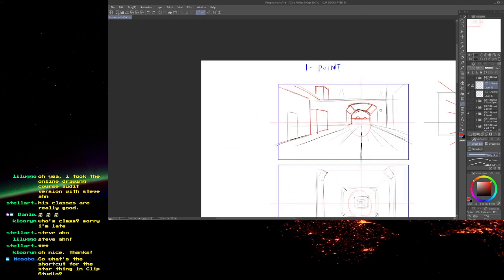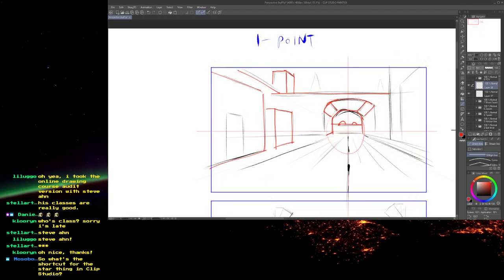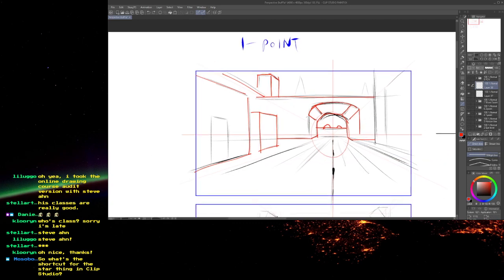Alright, so he showed an exterior scene here. What I was talking about is this little sidewalk here is going to be going completely horizontal, and the buildings that go up here are going to be completely vertical like that.